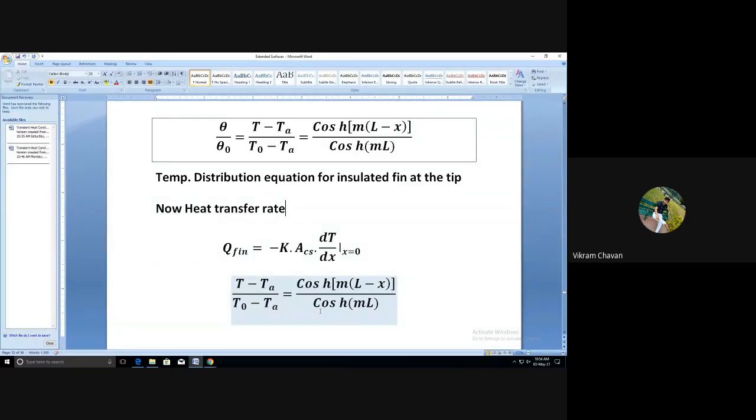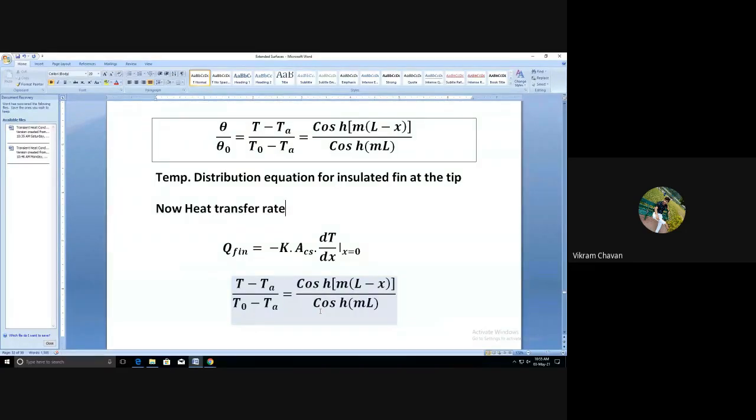Heat transfer at the base of the fin can be determined by using Fourier's law. So Fourier's law of conduction for the Q fin at the base will be equal to minus K multiplied by A suffix CS multiplied by dT divided by dx at x equal to 0, where K is the thermal conductivity of the fin, A suffix CS is the cross-section area of the fin, and dT divided by dx at x equal to 0 is the temperature gradient at x equal to 0. X equal to 0 means at the base of the fin.